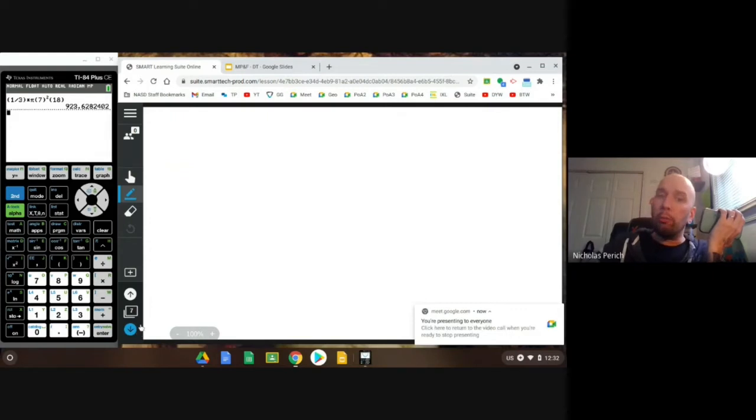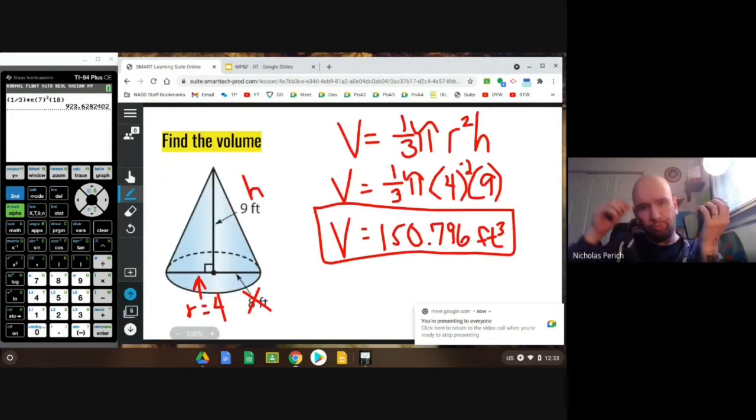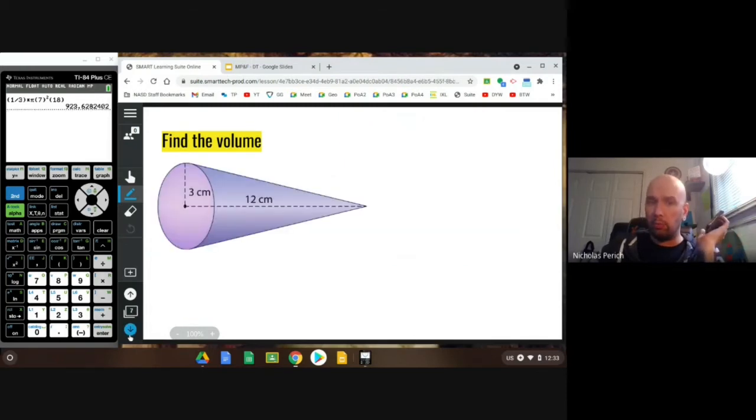Now that you're all with me, for those of you who weren't with me, I had to find the radius by cutting the diameter in half. I found the height. I plugged it into that formula, and I got that. All you're doing is plugging stuff in. So now that I have most of your attention, I have the radius and I have the height.